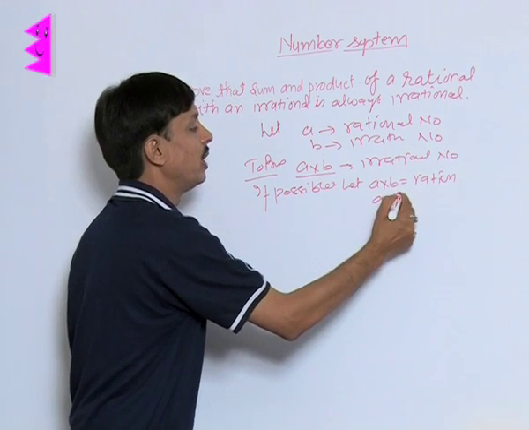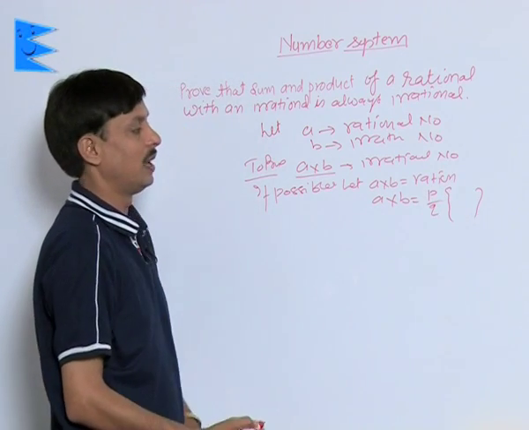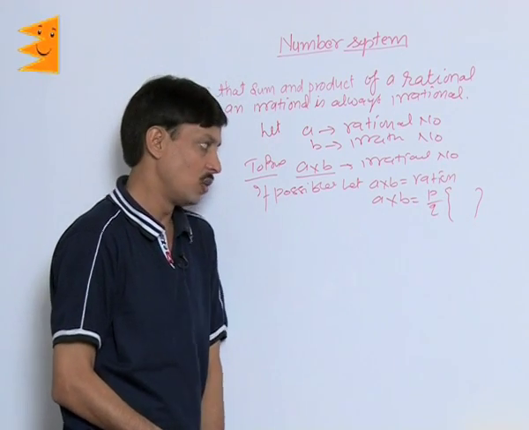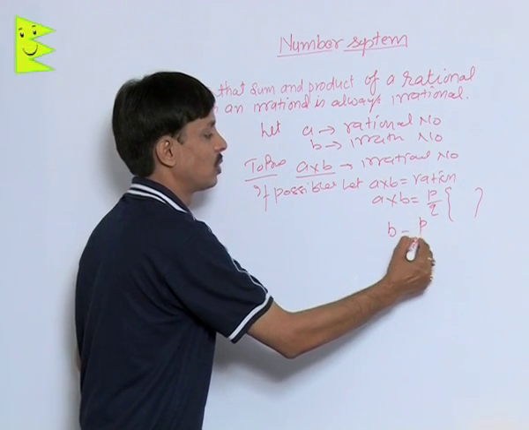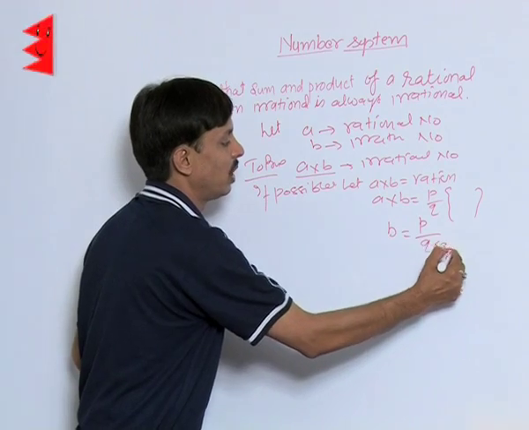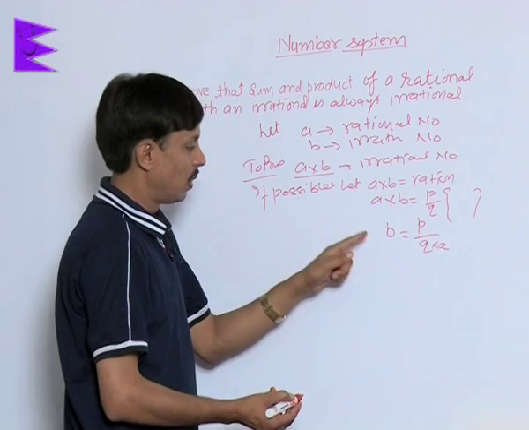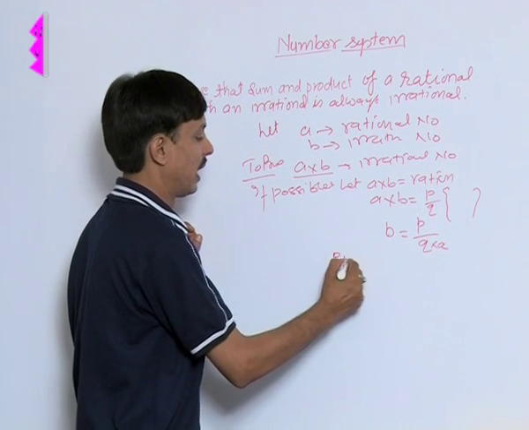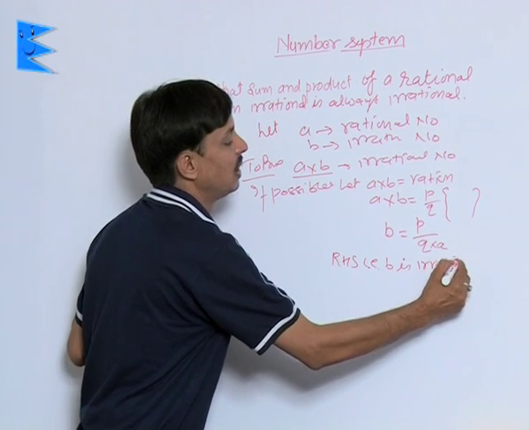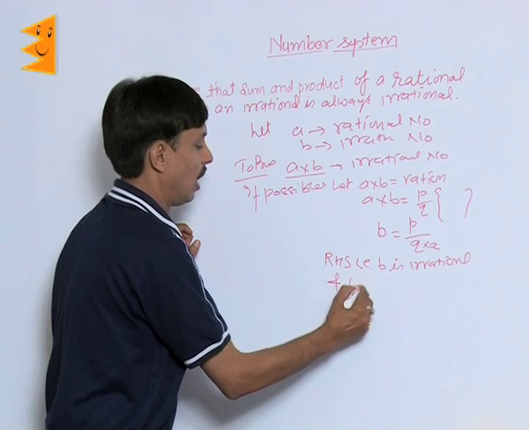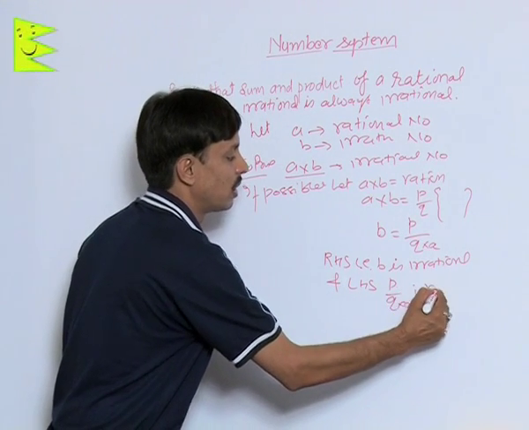So we can say A into B is equal to P by Q, where P and Q are both co-prime, having no common factor, and Q is not equal to 0. So from this we can say B is equal to P by Q into A. What is this B? B is on the right hand side and it is irrational. B is irrational, and the other side, P by Q into A, is rational.